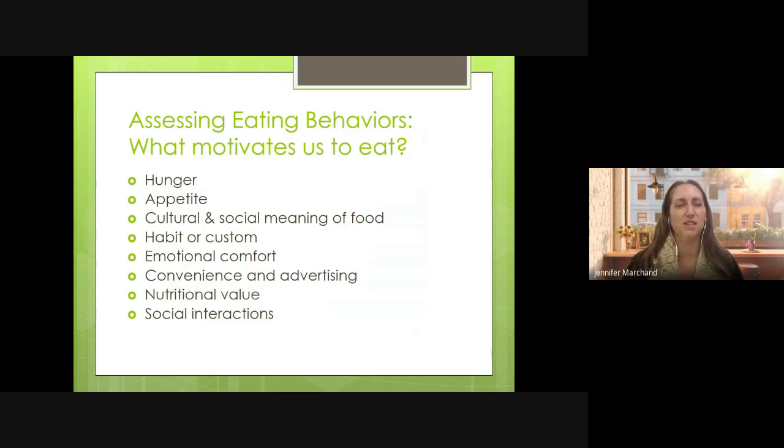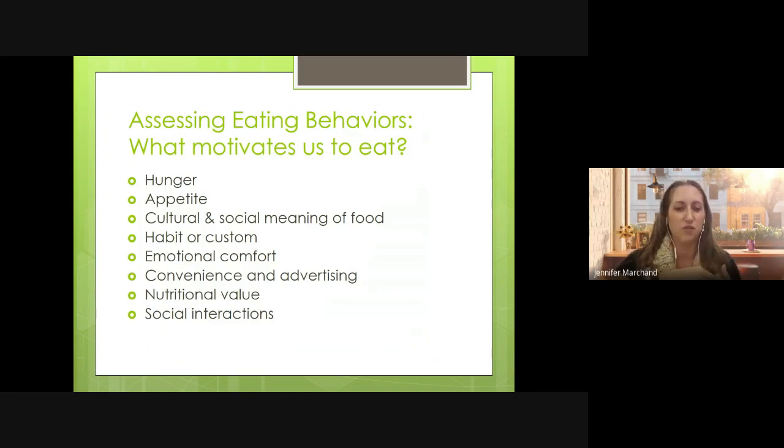Convenience or advertising. If you see a Taco Bell commercial on the TV, you're like, "Oh, hey, I want Taco Bell now." So you go out and get Taco Bell. Same thing if you're at the grocery store. It's a really great thing to make sure you have a list and stick to the list of what you're buying, because the product advertising, even just on the products in the grocery store, will convince you to purchase things that you might not need, and might not be good for your body.